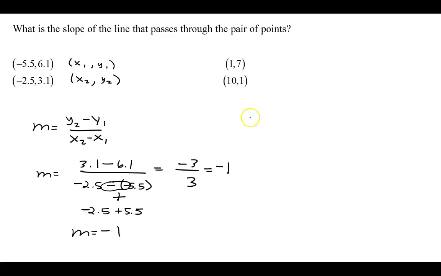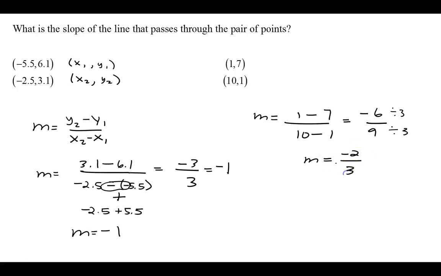Then we do it again for this other set of points. We take 1, take away 7, and divide that by 10, take away 1. The numerator is a negative 6. The denominator is a 9, but that can be reduced. You can factor out a 3 or divide out by 3. And when we do that, the numerator becomes negative 2 and the denominator becomes 3. And so that's the slope of that line. Negative 1 was the slope of the first one.